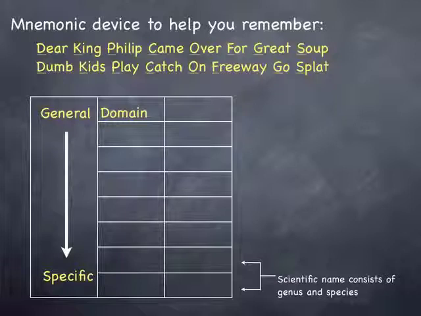Alright, somebody else raise your hand. Tell me the next one. Karima? Kingdom. How about after that one? Joe? Phylum. Yep, PH. Phylum. Domain, kingdom, phylum. How about the C? Maggie? Class.